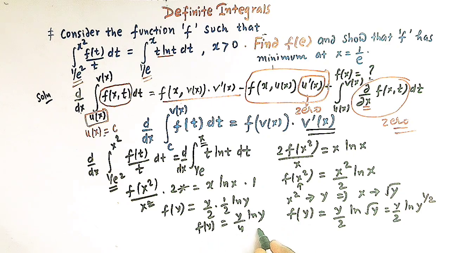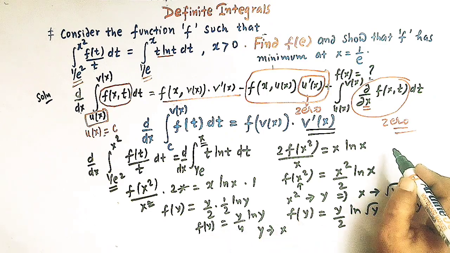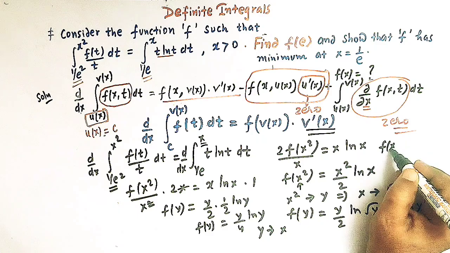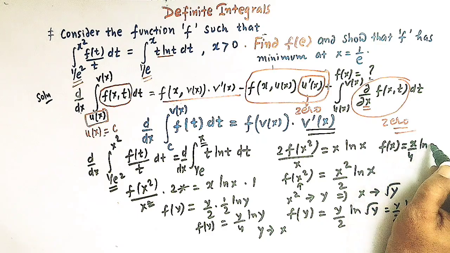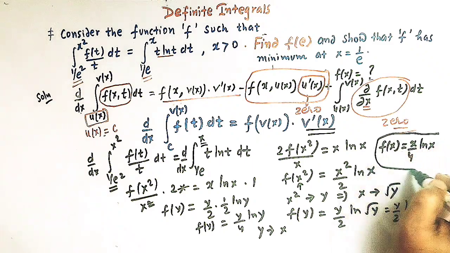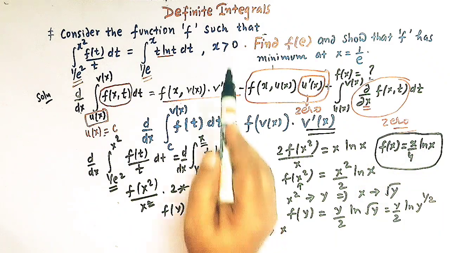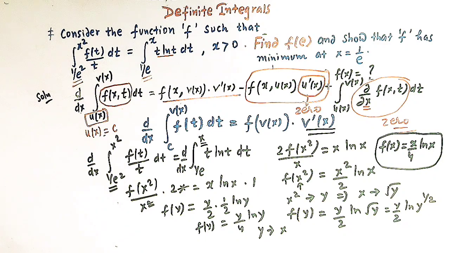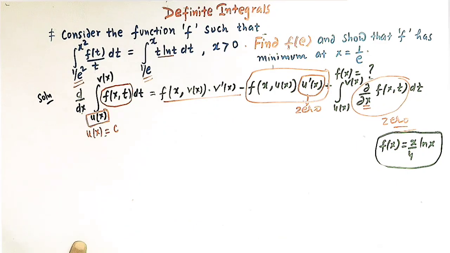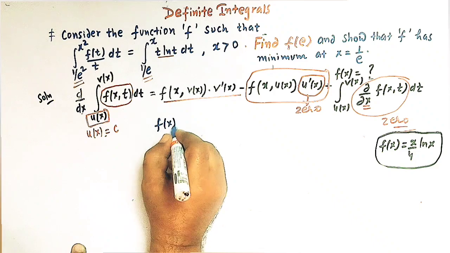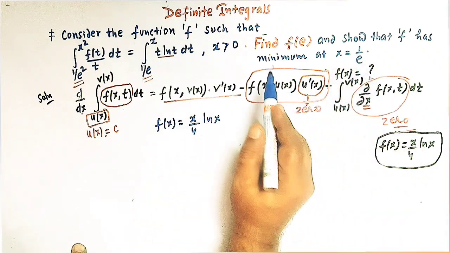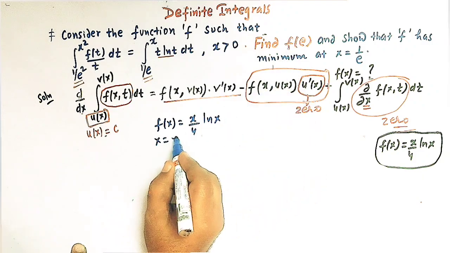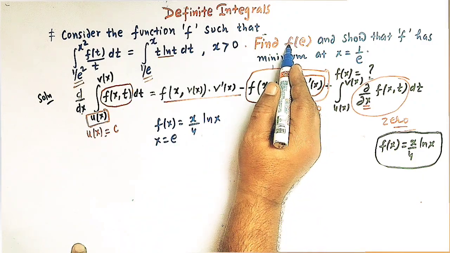So now again replacing y by the variable x, because this is a dummy variable, we can now write f of x is equal to x over 4 times natural log of x. So this is our function f of x, where x is greater than 0. Now taking x equal to e, we can find the value of f of e.